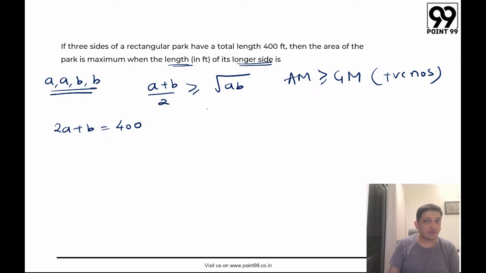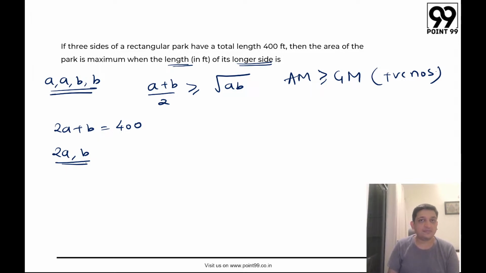Now we can use this property because a, b are both going to be positive numbers because it is a rectangle and length has to be positive. We can just substitute these two terms and see what happens. So if we have two terms, 2a and b, because we want to find the maximum value of one side, तो या तो a का value maximize करना पड़ेगा या तो b का value maximize करना पड़ेगा. So let's see what happens in this context.